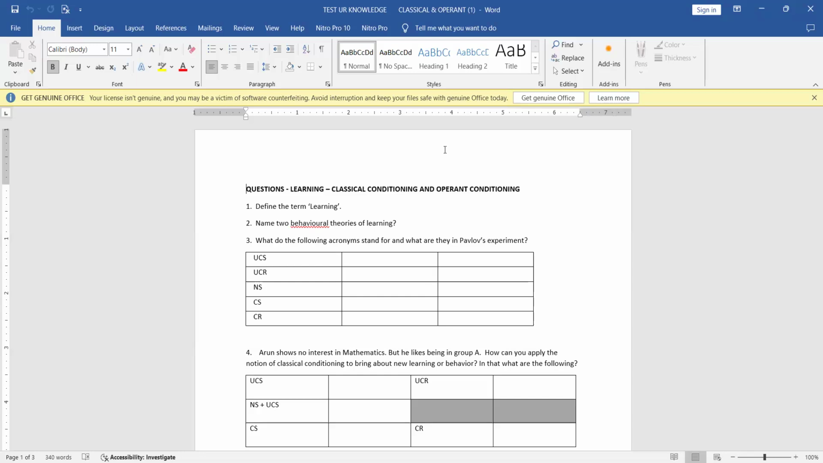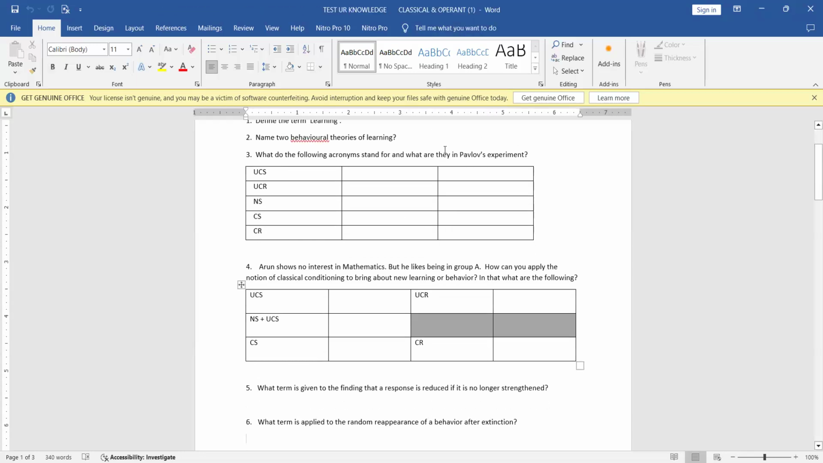Conditioned response stands for, CR stands for conditioned response. That is salivating to the sound of the bell. Okay, new learning. Now look at this. Arun shows no interest in mathematics, but he likes being in group A. How can you apply the notion of classical conditioning to bring about new learning or behavior?